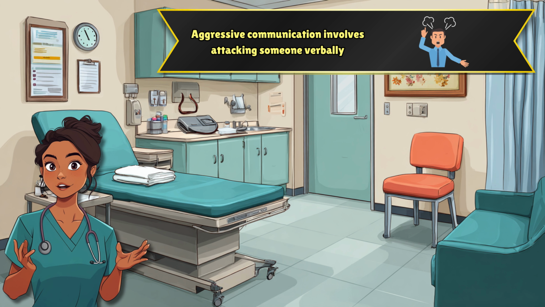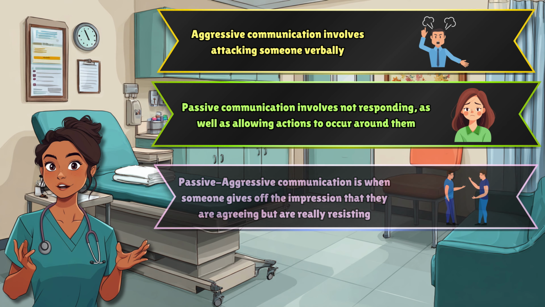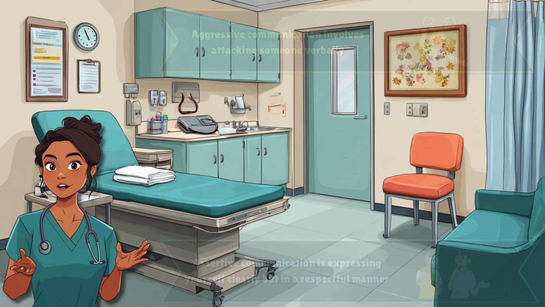Aggressive communication involves attacking someone verbally. Passive communication involves not responding, as well as allowing actions to occur around them. Passive-aggressive communication is when someone gives off the impression that they are agreeing, but are really resisting. Assertive communication is expressing yourself clearly but in a respectful manner.